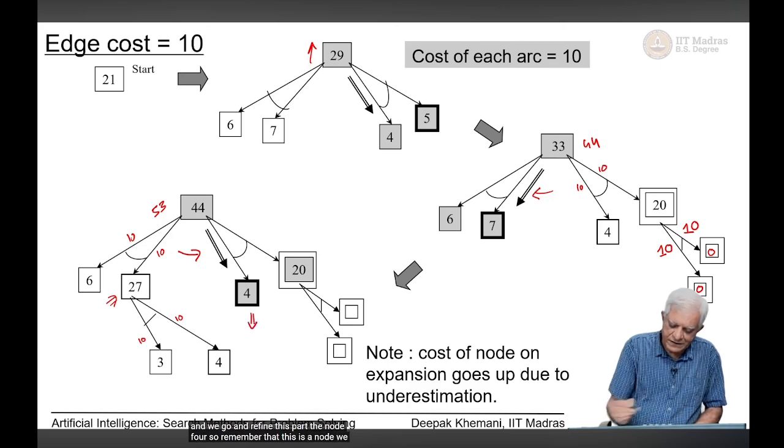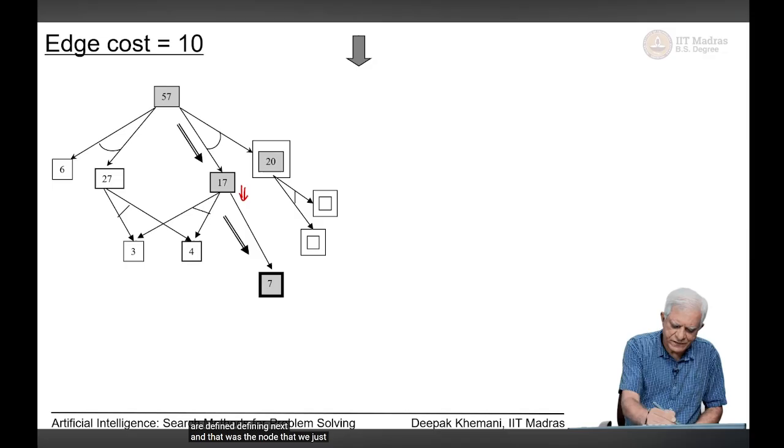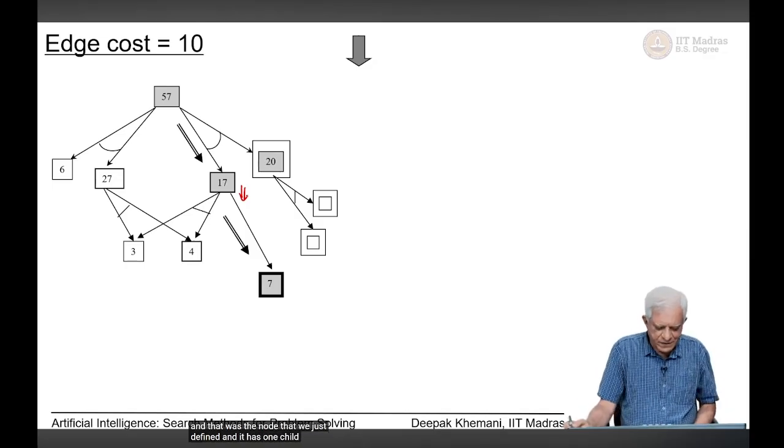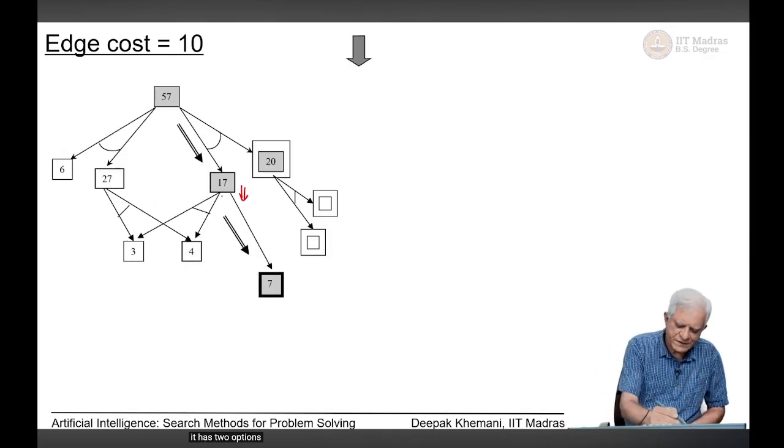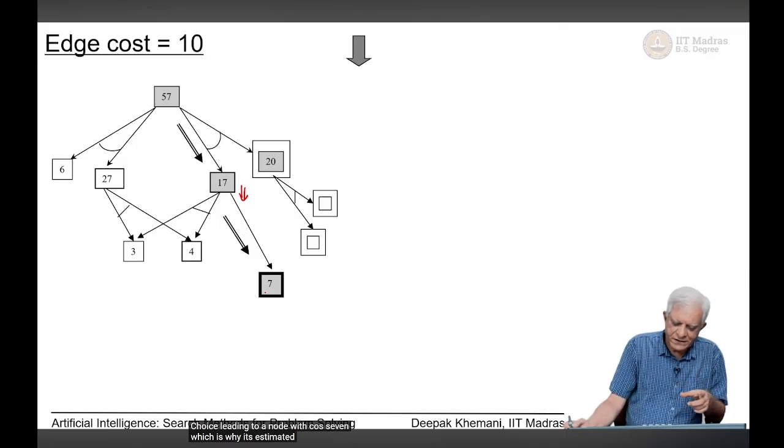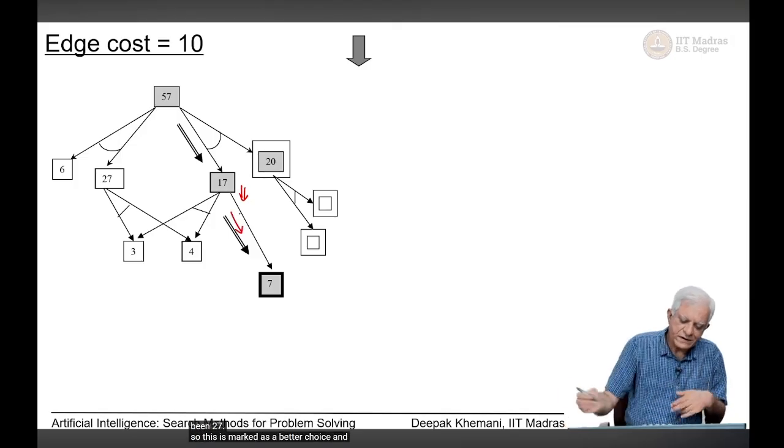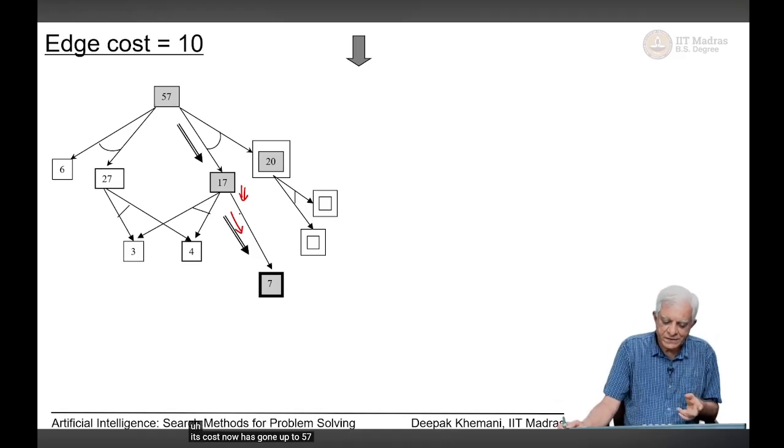So remember that this is the node we are defining next, and that was the node that we just defined, and it has one child. It has two options. One is this choice leading to a node with cost 7, which is why its estimated cost is 17. So 7 plus 10 is 17. If it had chosen the left choice, which also had 3 plus 4, which was 7, but it had two edges, so that would have been 7 plus 20, which would have been 27. So this is marked as a better choice, and its cost now has gone up to 57, but it is still the better of the two nodes.